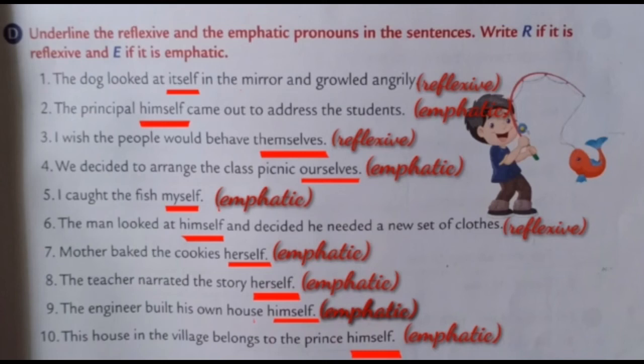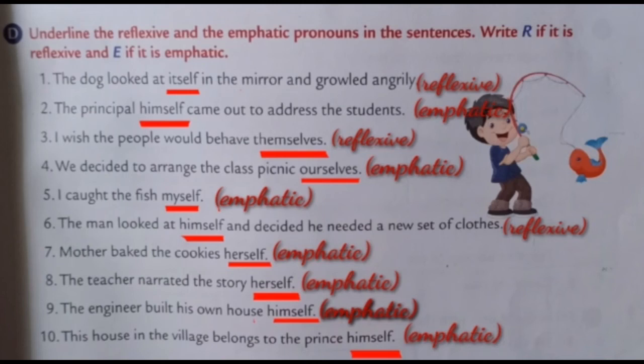I caught the fish myself. Here, the answer is myself. What kind? Emphatic. Sixth one, the man looked at himself and decided he needed a new set of clothes. I repeat, the man looked at himself and decided he needed a new set of clothes. Here, the answer is himself.